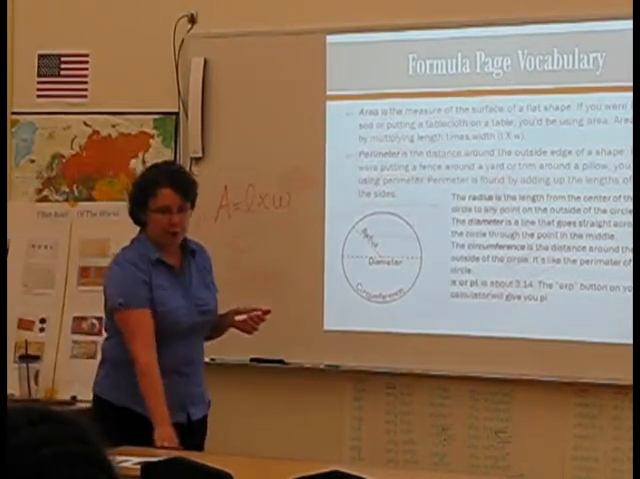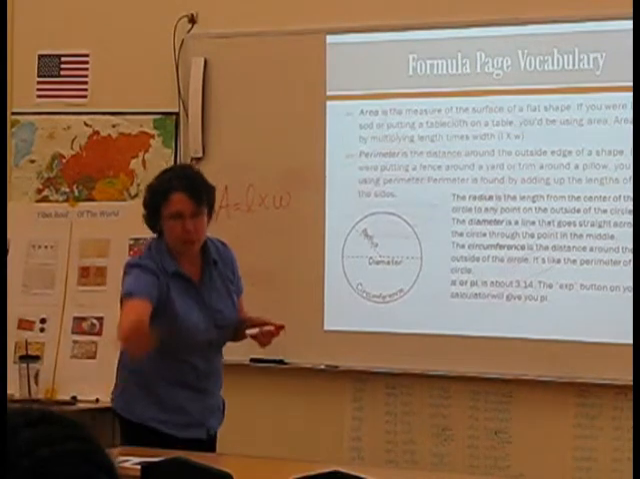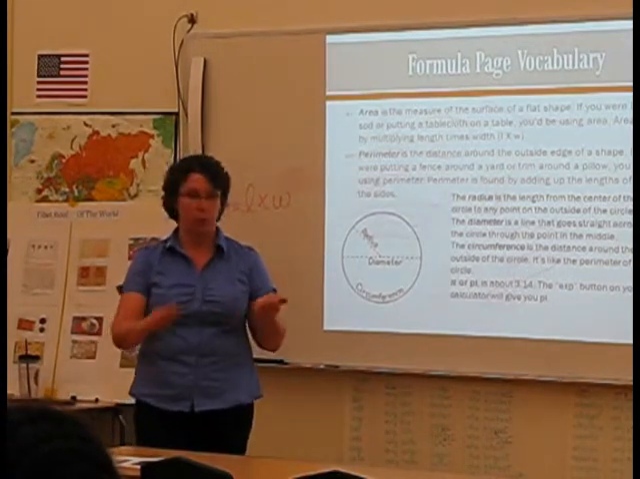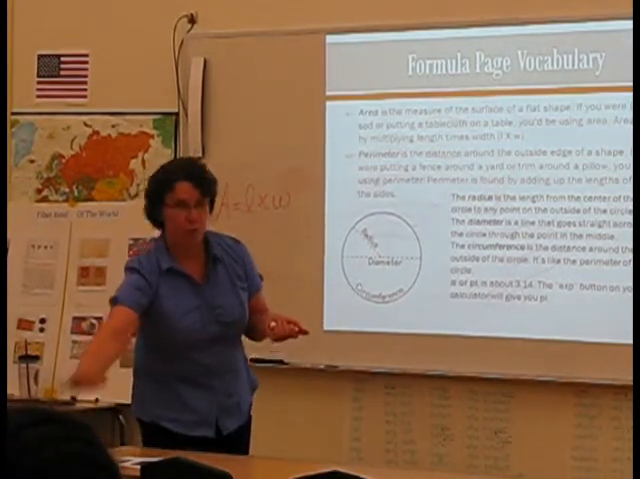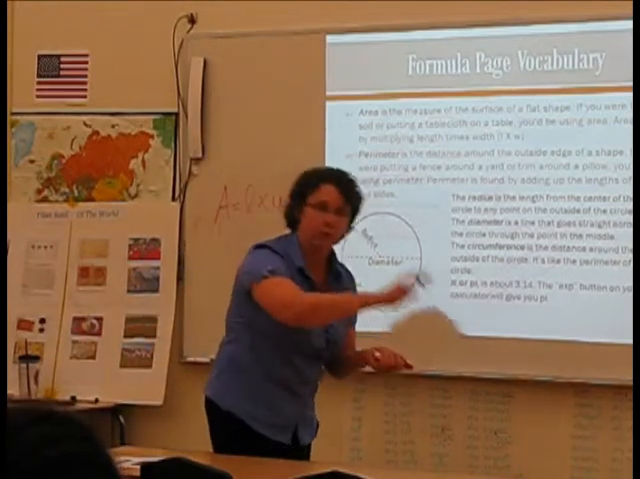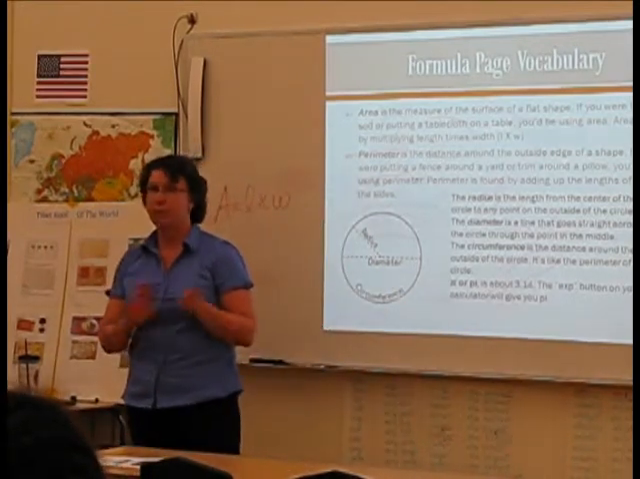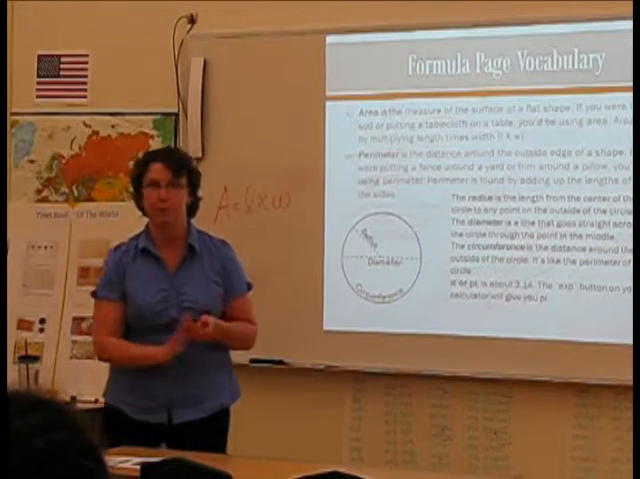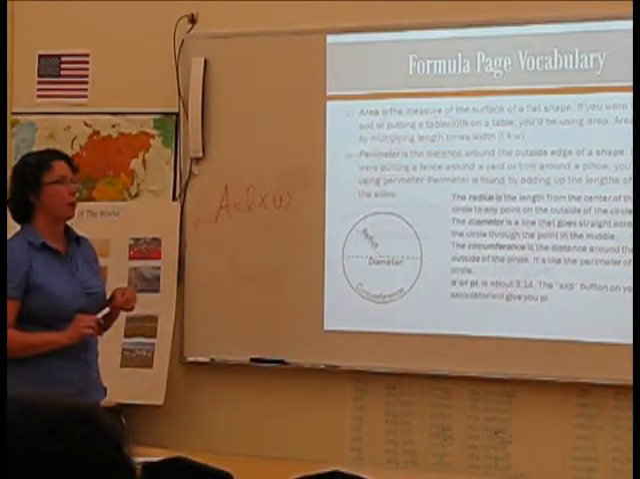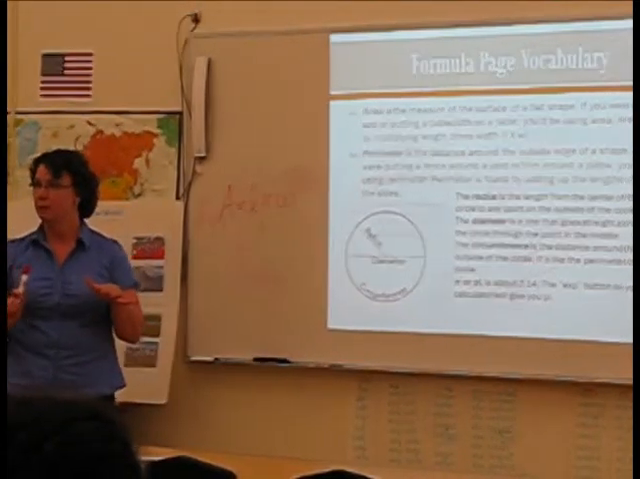If you want to go 5 plus 1.5 plus 5 plus 1.5, that's fine. If you want to go 5 times 2 plus 1.5 times 2, that's fine. However, as long as you end up adding all the sides up together, that's perimeter. Okay? Make sense? See the difference?